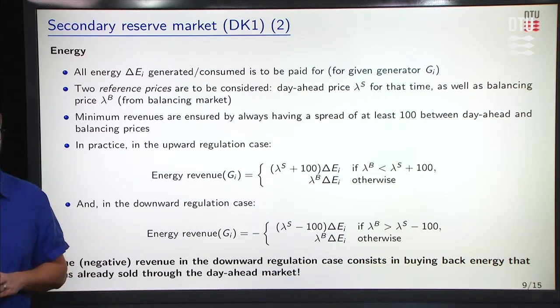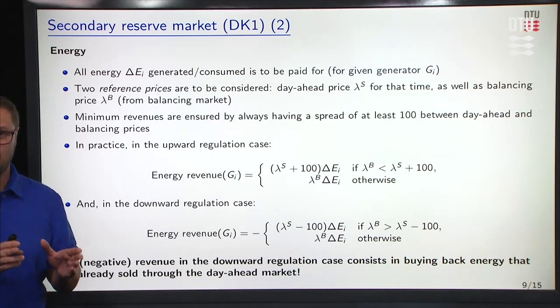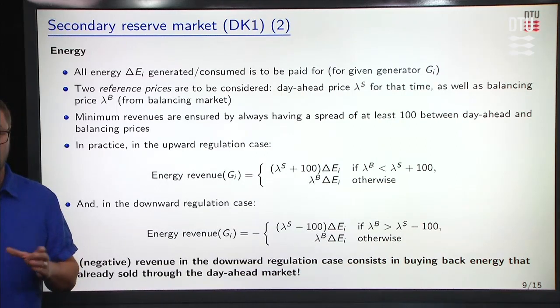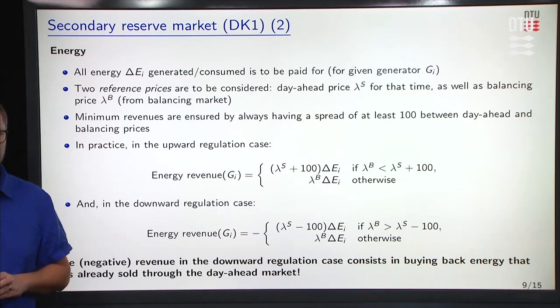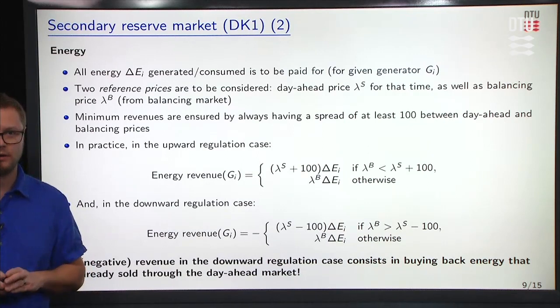Now, energy. All the energy that's going to be generated or consumed needs to be paid for if we look at a certain generator. To make this calculation, we need to consider two reference prices, the day-ahead price, lambda S, which comes from the clearing of the day-ahead market, as well as the balancing price, lambda B, that comes from the balancing market. Then the idea of the system operator to encourage provision of secondary reserve is that we need to have minimum revenues to be ensured, and this is done by always having a spread of at least 100 kroner between the day-ahead and the balancing price.